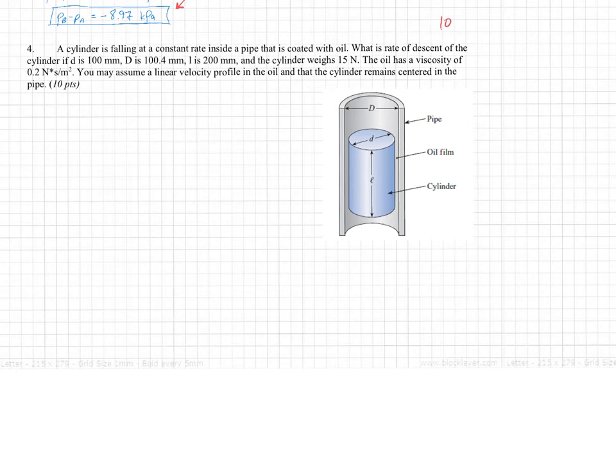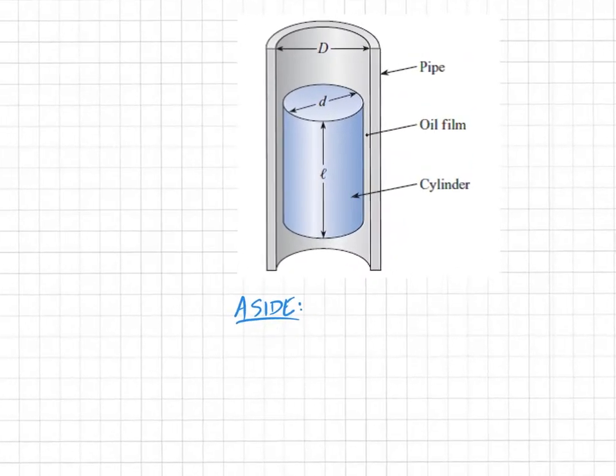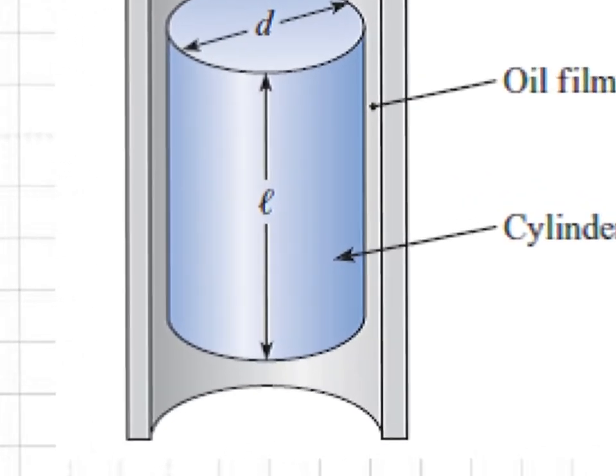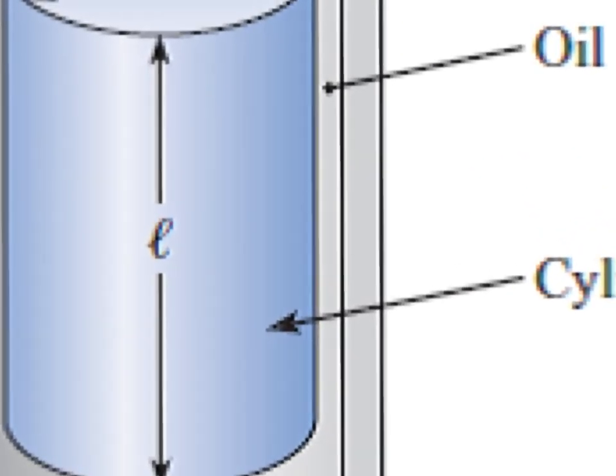Okay, so we've got this cylinder, and it's sliding down in this thing, and we've got all this stuff going on. And so I know right off the bat a few things that I'm going to have to do. So I'm going to create some asides. I love asides, as you guys may know. Let me do a little tiny aside, so I can zoom all the way in here if I want. I'm going to do an aside right here.